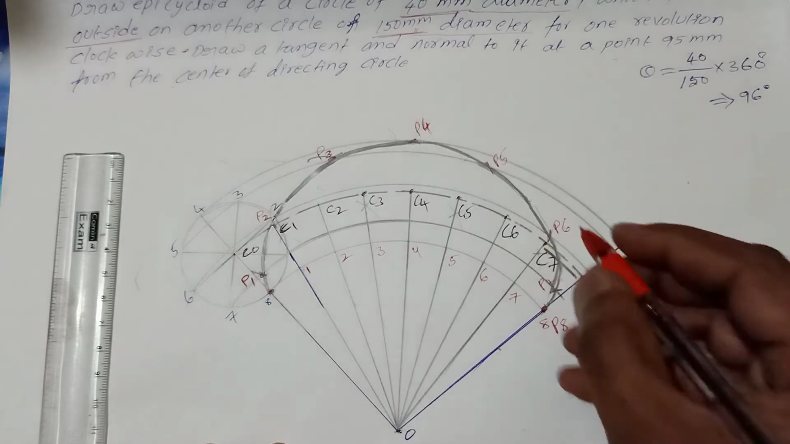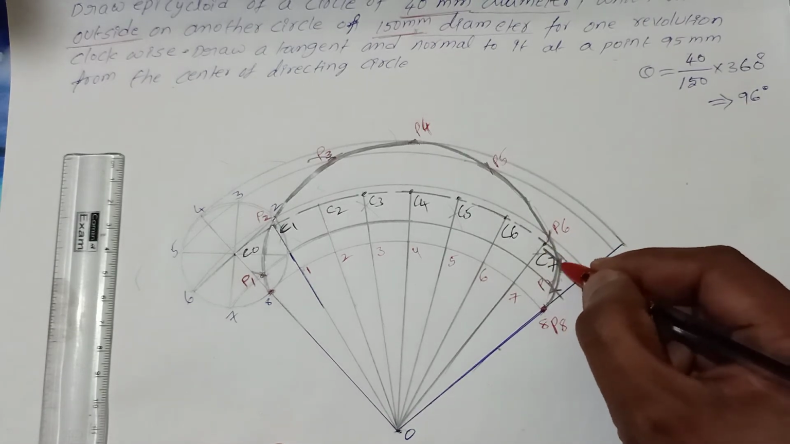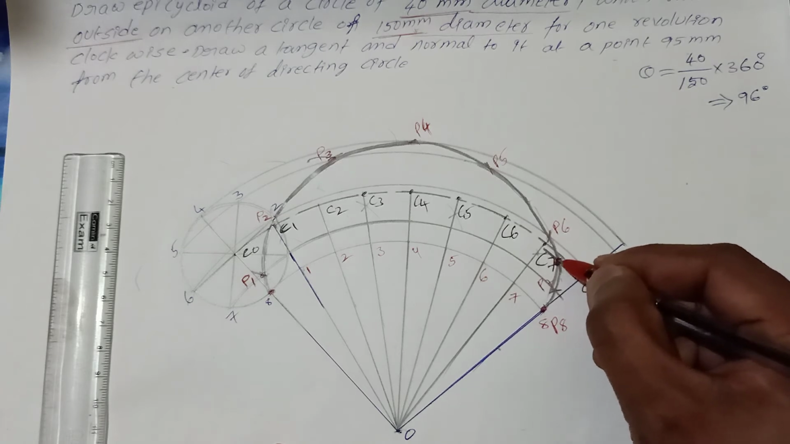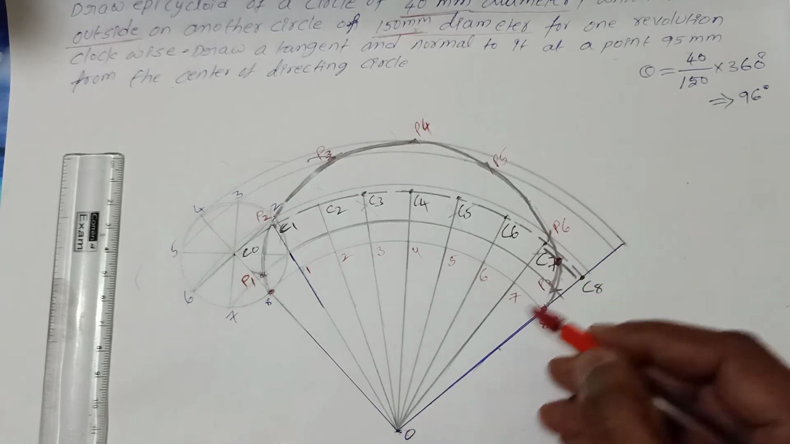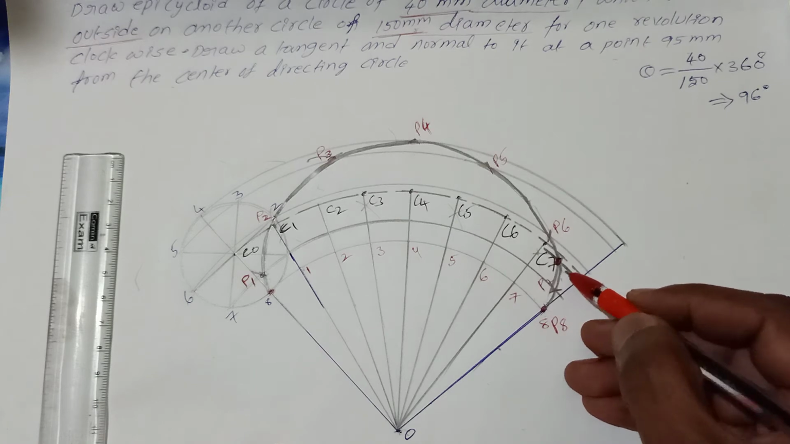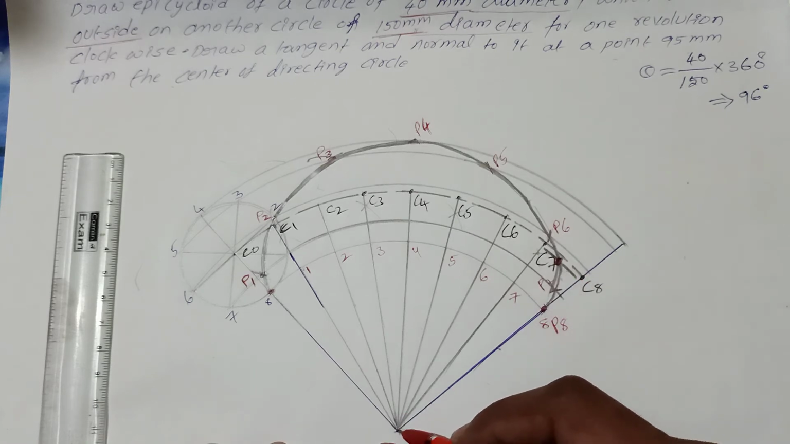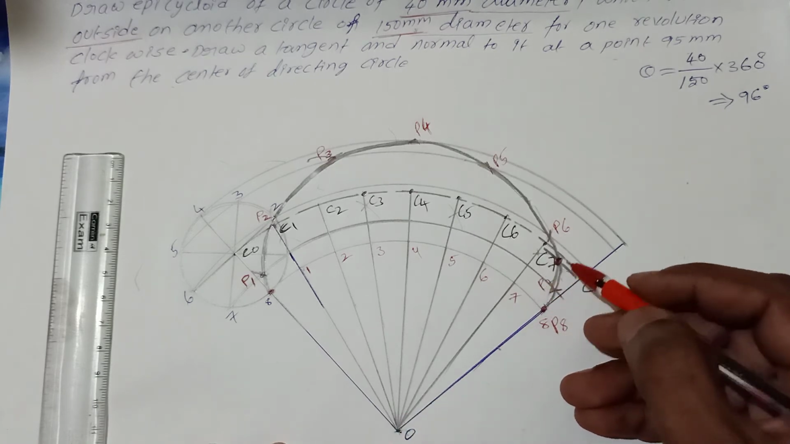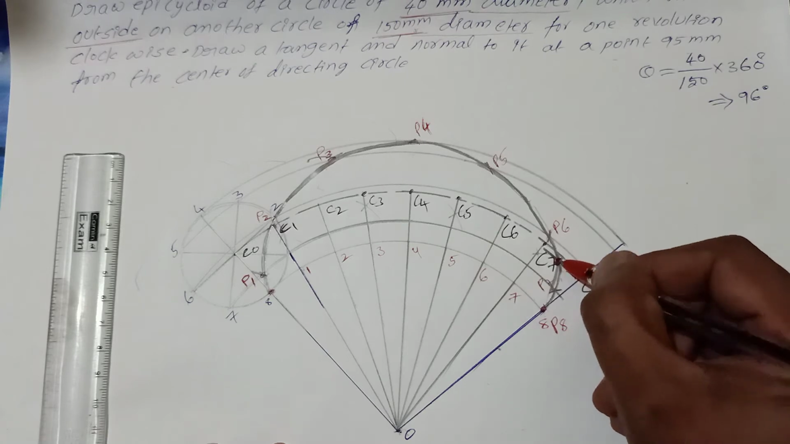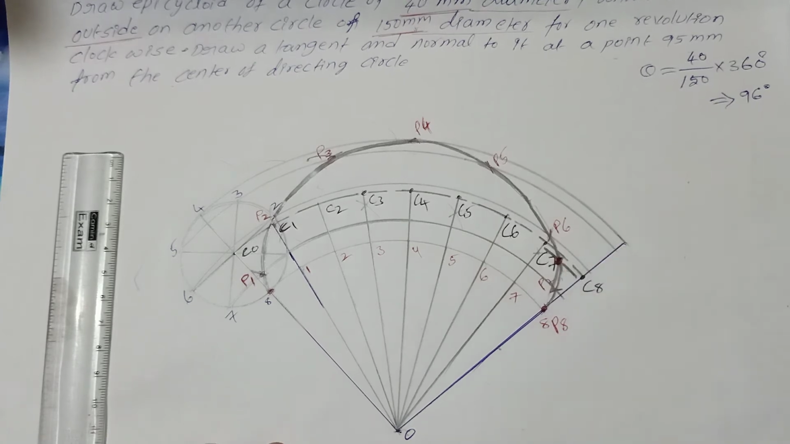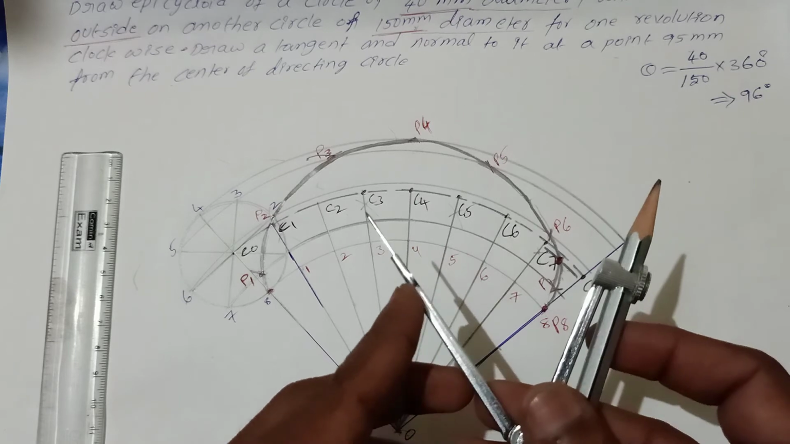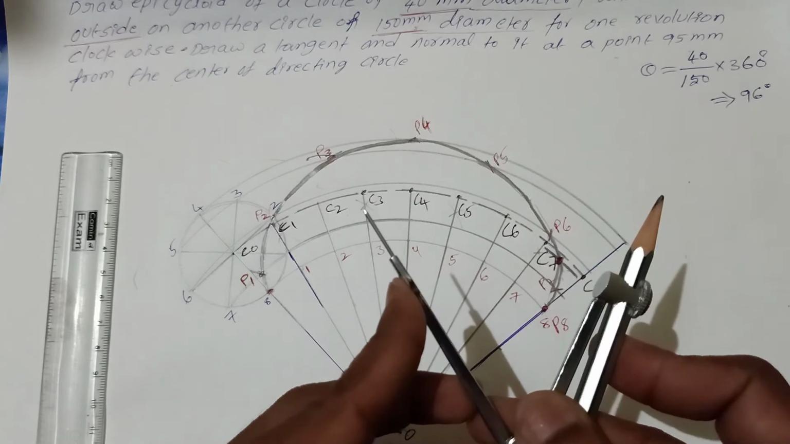First of all you have to highlight the point. If you want, you can write down the procedure. First indicate the point from the center of the directing circle. Always indicate it from the center of the directing circle only. After indicating the given point, we have already drawn the tangent and normal to the cycloid, and the same procedure applies here.